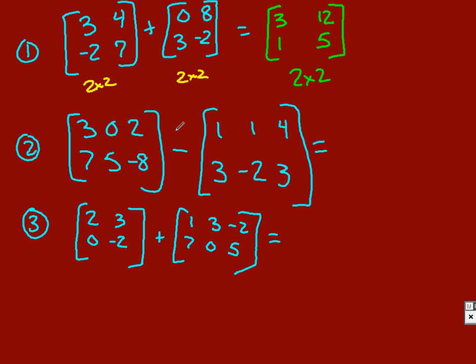In number 2, same idea, except now I have subtraction. Again, I should check and make sure. I have a 2 by 3 matrix, 2 rows, 3 columns. Same here, 2 rows, 3 columns. So that means my answer matrix should be the exact same.